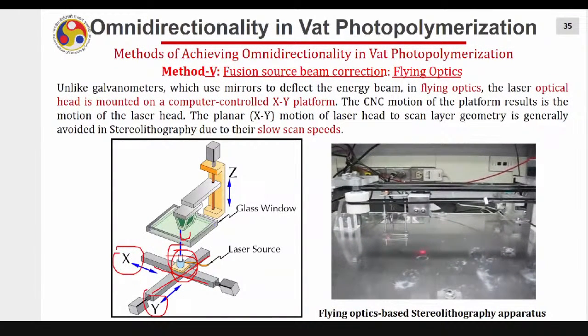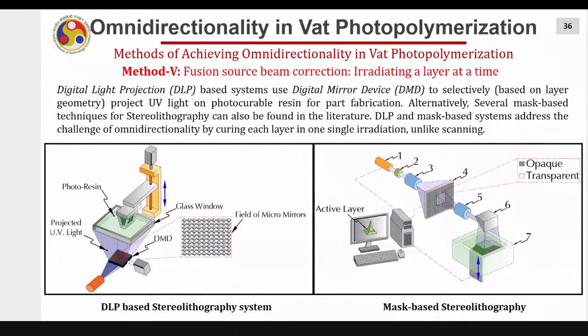Another solution lies with the DMD, digital mirror devices. In the case of digital light processing based systems, a digital mirror device is used to selectively project the UV light on the photocurable resin for part fabrication. Alternatively, several mask-based techniques are also available, right? You might have seen them in solid ground curing and so on.